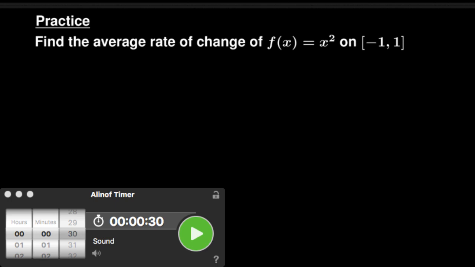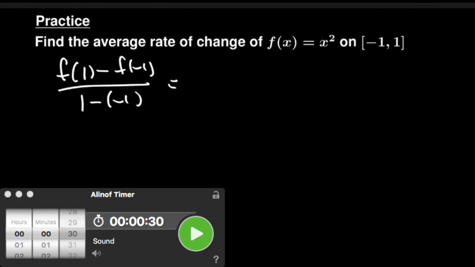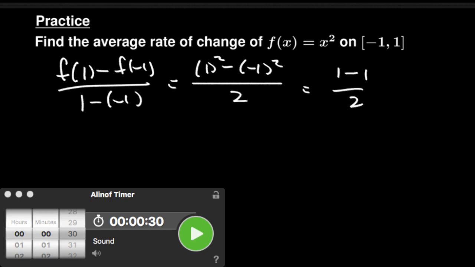Alright, so let's look at this then. Remember, it's just change in y over change in x. So f of 1 minus f of negative 1, all divided by 1 minus negative 1. That's going to be 1 squared minus negative 1 squared, all over 2. So notice we get 1 minus 1 over 2, which is 0 over 2, which is 0. You could have skipped to 0 after this point if you wanted. So the average rate of change here is 0.